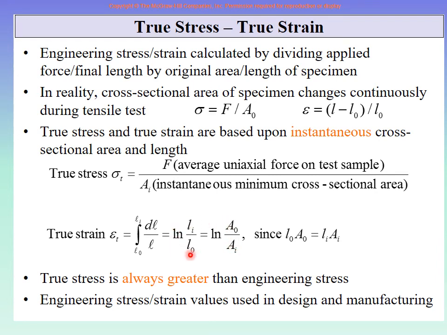So stop here for a minute and think what is the reason. Don't read further. Try to pause the lecture and in your mind give me a calculation or a reason why ln of Li upon L naught is the same as ln of A naught upon Ai. What do you think? Right? So we will come back to it again.